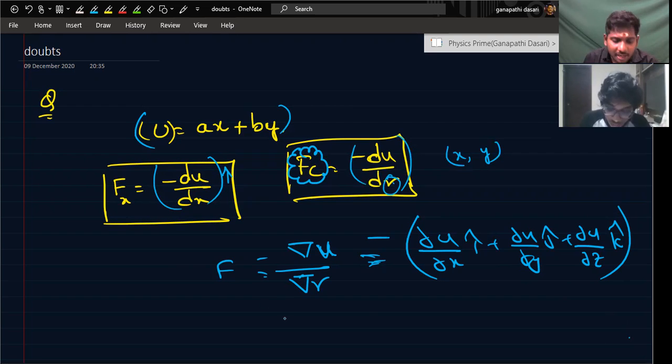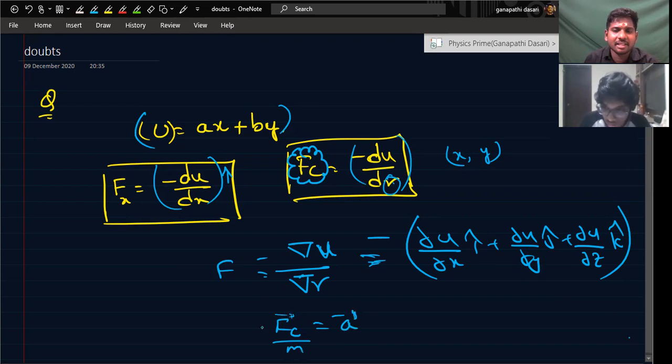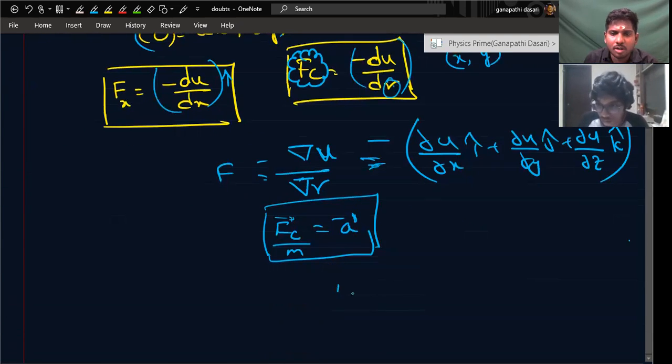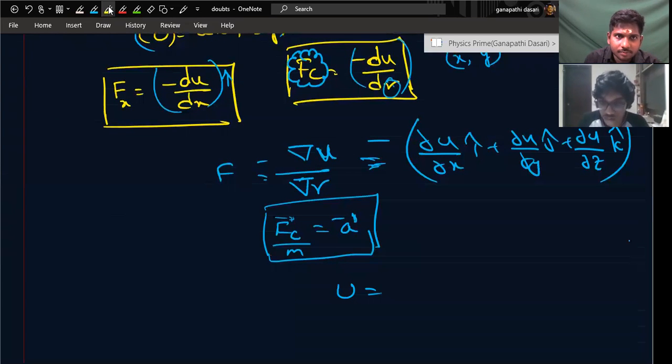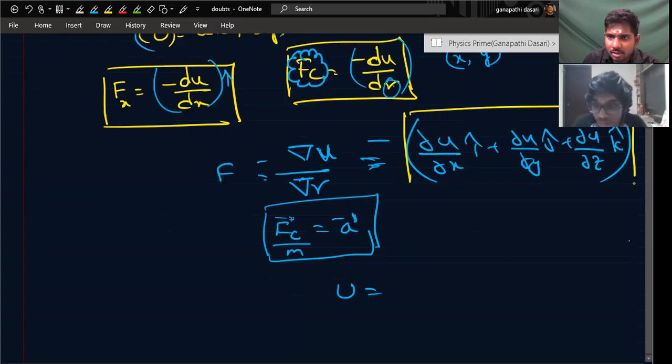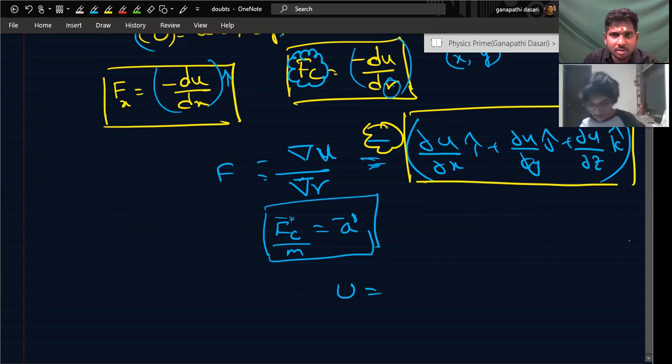If the conservative force is known, we will get the acceleration or not. The force vector divided by mass gives the acceleration vector. Now, to find the force, U is given as what? First you will find this one, and then you will keep the minus. Did I teach you or not?